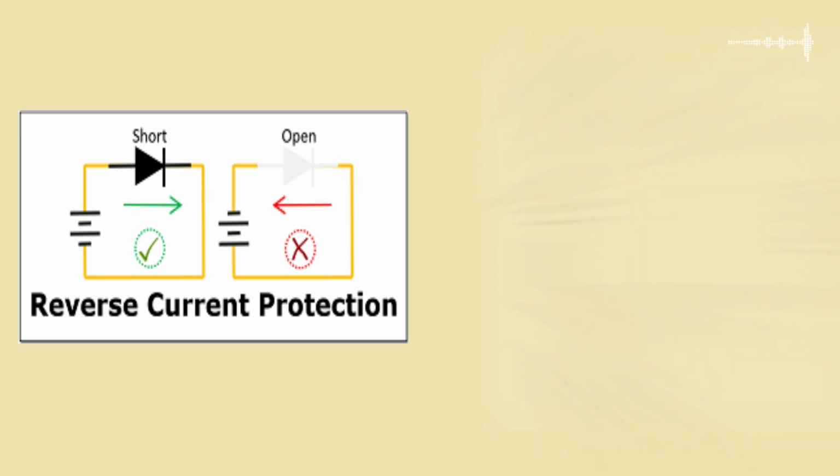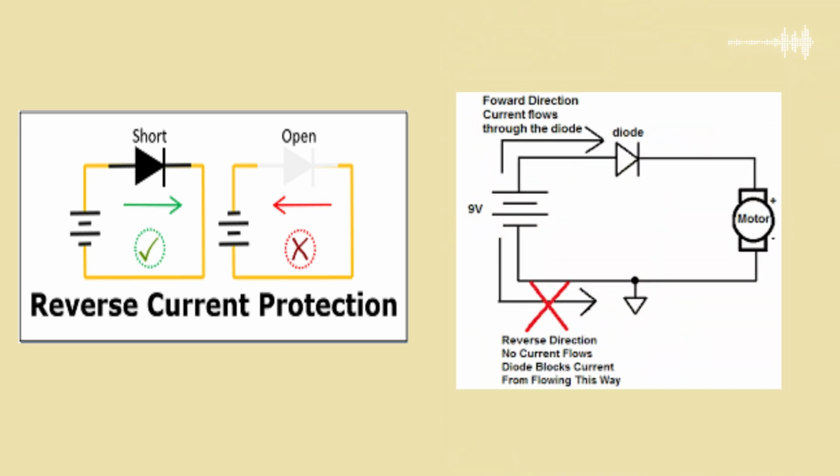Diodes are used in countless electronic devices to ensure they operate safely and efficiently. For example, this diode in the circuit protects the light bulb by only allowing current to flow in the correct direction, preventing damage from reverse currents.